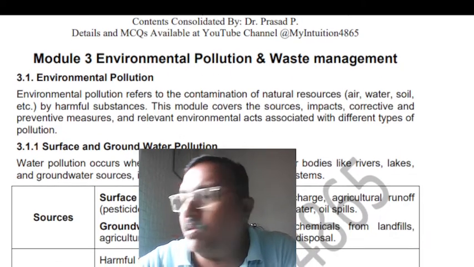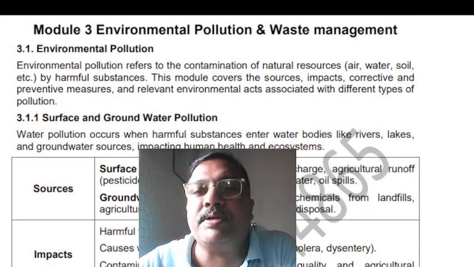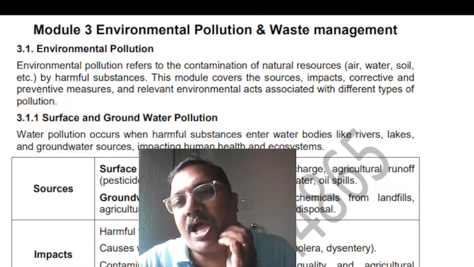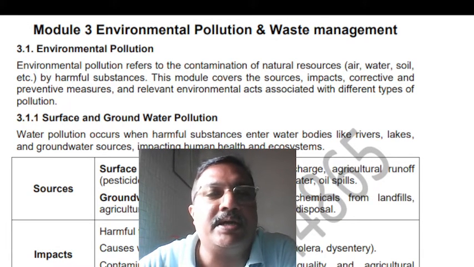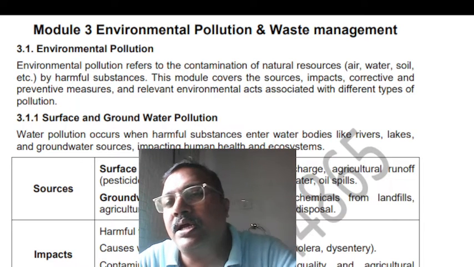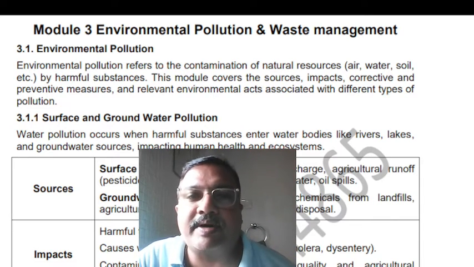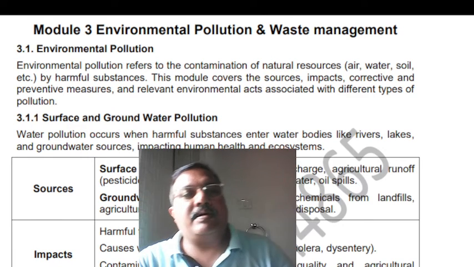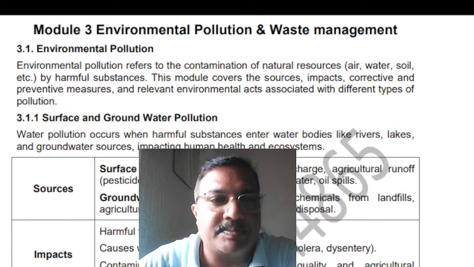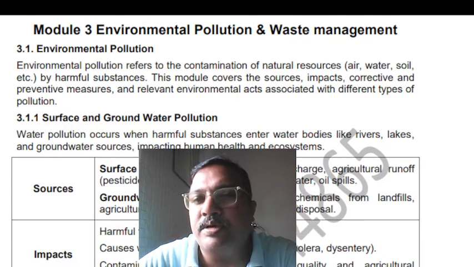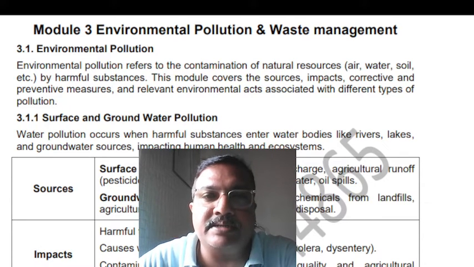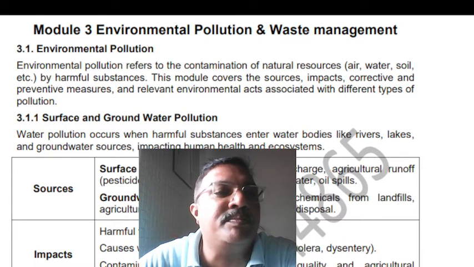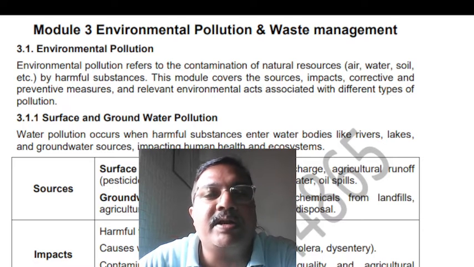Okay, so module 3, that is about environmental pollutions, waste management. Environmental pollution refers to the contamination of the natural resources like air, water, soil by the harmful substances. So this module covers the sources, the impact, the corrective and preventive measures, relevant environmental acts associated with the different types of pollutions.